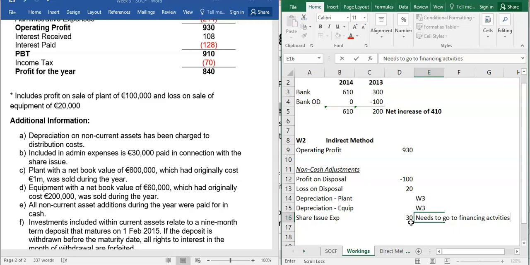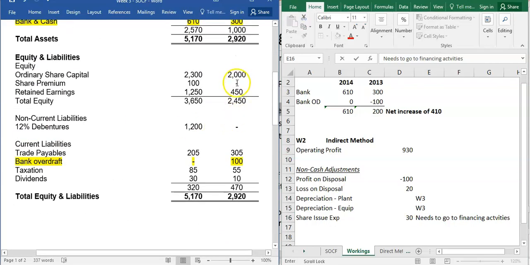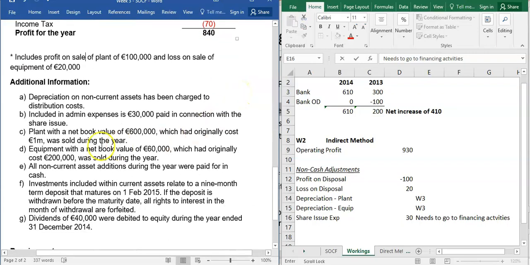So it's not necessarily a non-cash item, but you're trying to match it relating to the particular area. This expense of 30,000 was incurred as part of raising new shares, which we can see up here, the share capital and share premium have increased. So we will net that amount against those proceeds later on in the question.